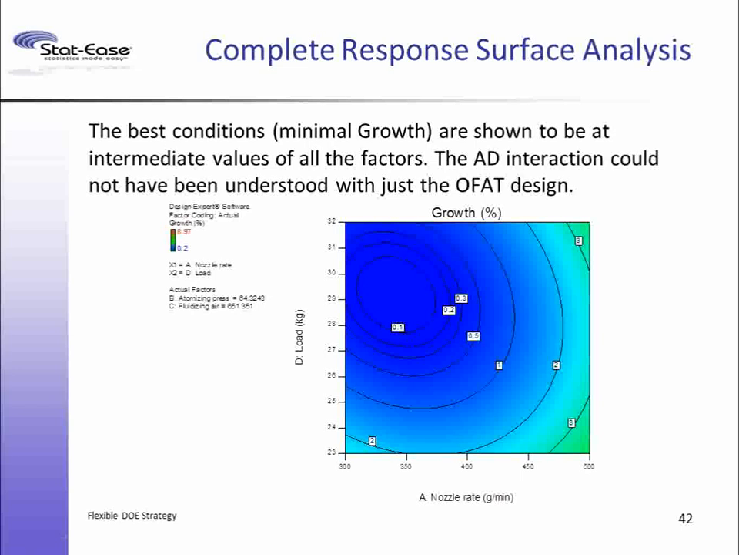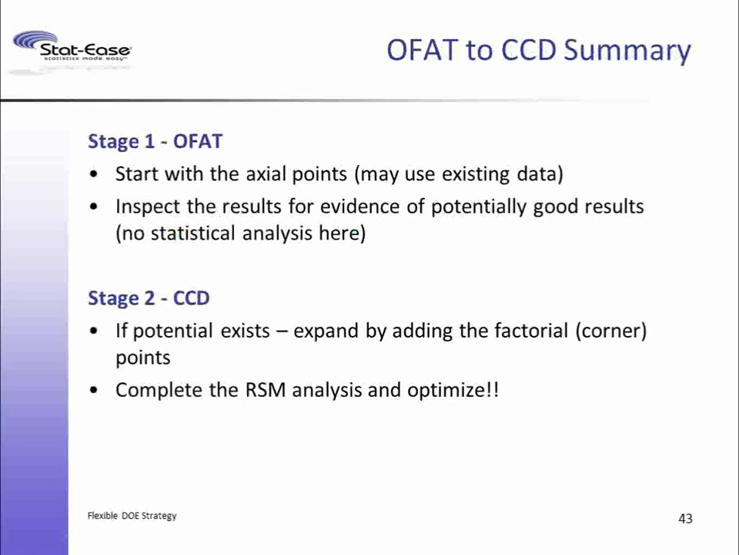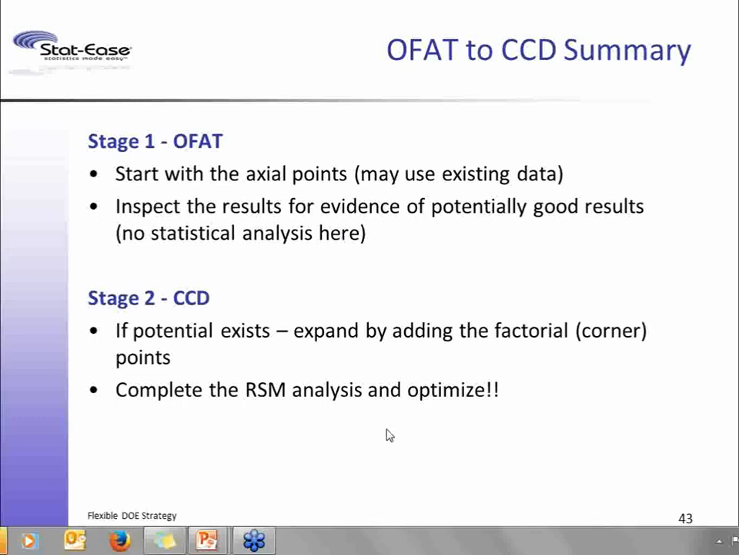Okay, so summarizing this little theory, stage 1, you can do the one factor at a time study, starting with the axial points, and you can use existing data. That's neat. Well, we don't have to discard that. Inspect the results for evidence of potentially good results, and we're not going to do a statistical analysis. If there are some potentially good results there, then expand this by adding the factorial corner points, complete out, finalize that RSM analysis, and do your optimization.